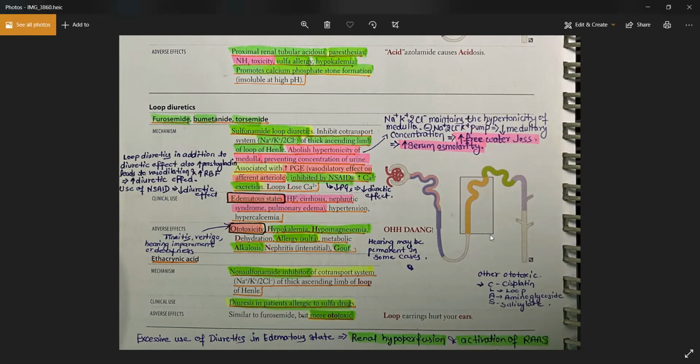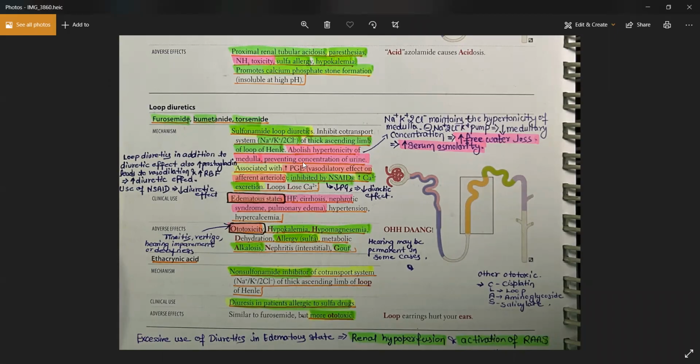So by inhibiting these channels, you cannot reabsorb sodium, potassium, and chloride, and as a result it will abolish the hypertonicity of the medulla. You need this hypertonicity in order to concentrate the urine, because only along the concentration gradient can you have reabsorption of water. If you have a high concentration in the medulla, you will have more reabsorption. If you have a low concentration in the medulla, you will have low reabsorption.